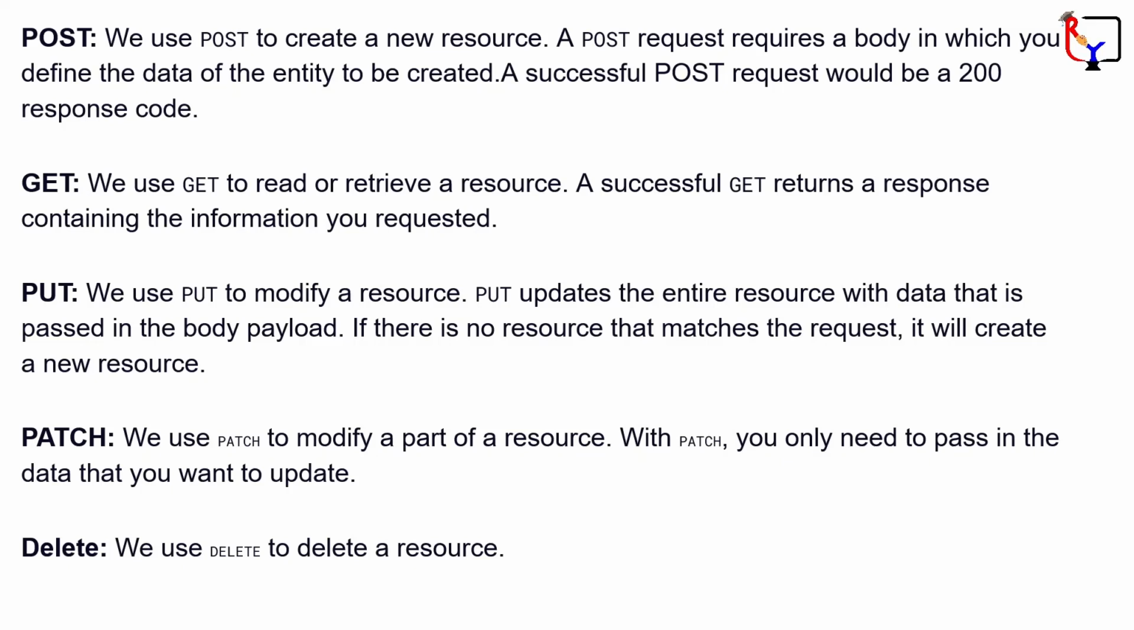Okay, suppose by mistake we create wrong data, or we enter a wrong mobile number for a particular employee. We need to update that mobile number, so we use PUT. PUT updates the entire resource with the data that is passed in the body payload. If there is no resource that matches the request, it will create a new resource.